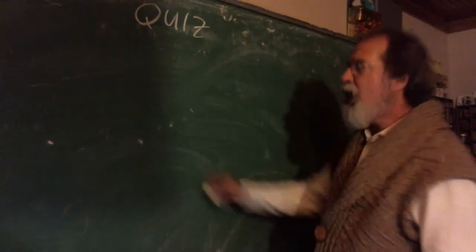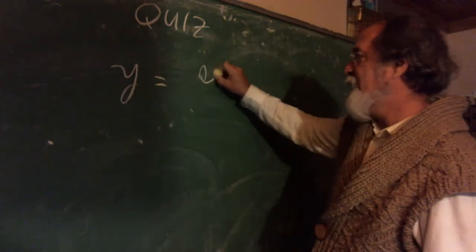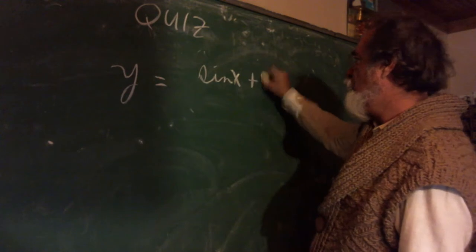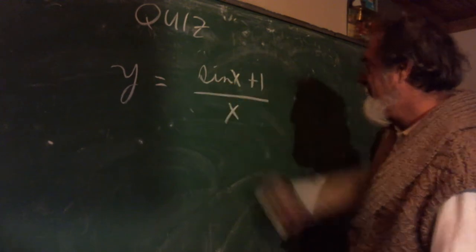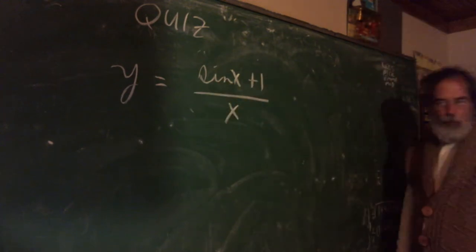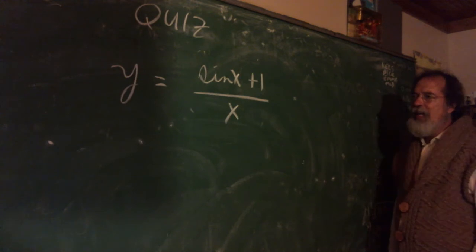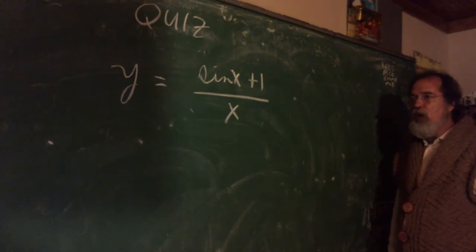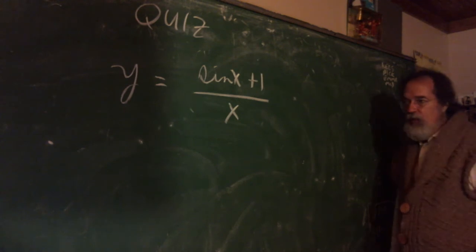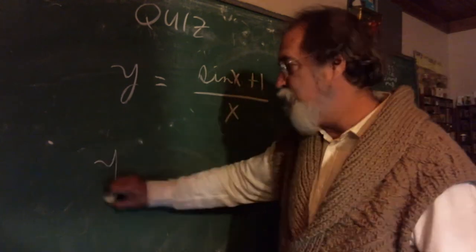What if I have y equals sine x plus 1 over x? What if I have that? Do I need chain rule for this? I really don't. I don't have a function of a function. This is just a pure quotient rule. So I'm going to do, there's certainly no avoiding it.